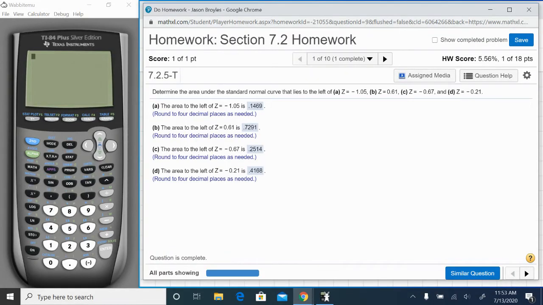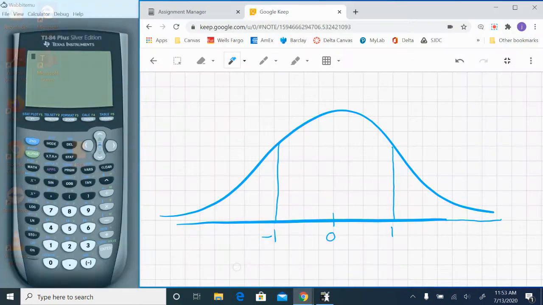Okay, so back on our problem, we're looking for the area to the left of z equals -1.05. You know that you're talking about the standard normal distribution if they're giving you a z instead of an x. I'll show you some problems later that are dealing with x's instead. So back on our picture, here's -1. -1.05 would be really close to this, somewhere like there. They want the area to the left, so that would be all of this stuff if I shaded it in.